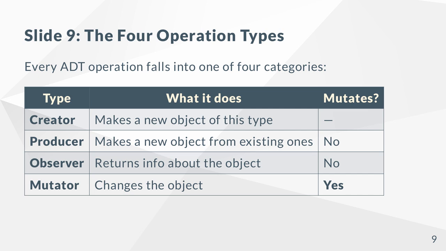This classification is not just academic. It tells us exactly how to test an ADT, and it reveals the structure of the type at a glance. Let us look at each category in detail.